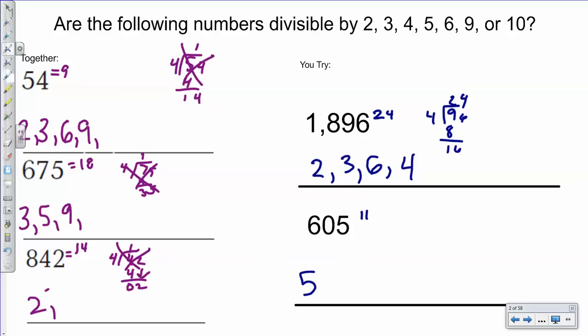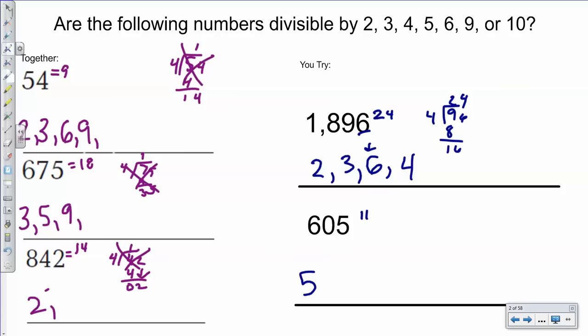All right, the sum for my first problem here, 1,896, is 24. So that means 24 is divisible by 3. It's an even number, so I get to put a 2 down. Once I put 2 and 3, I automatically get to put a 6. And then 96 divided by 4 is 24, so I get to put a 4. 605, the only thing that 605 is divisible by is 5.